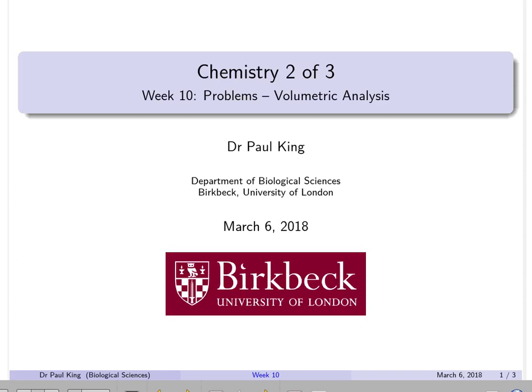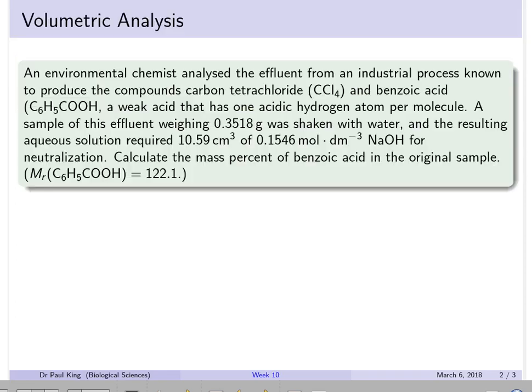Okay, so here we have another problem in volumetric analysis. In this case we're told that we have an industrial effluent which contains carbon tetrachloride, that's CCl4, and benzoic acid. A sample of that mixture, with a certain mass, is taken and shaken with water. The resulting aqueous solution is titrated against a known concentration of sodium hydroxide.